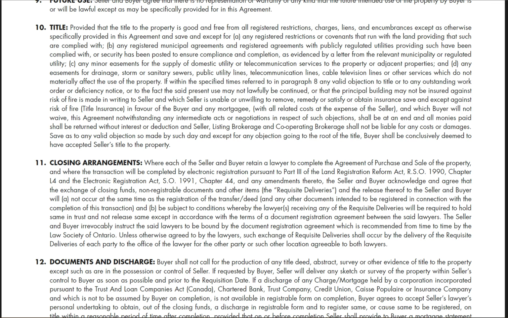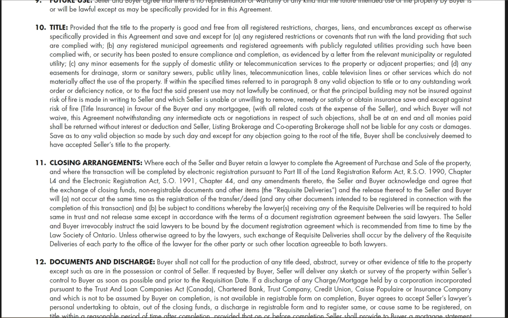So what happens during closing? Basically, the buyer's lawyer sends the funds. The buyer's lawyer transfers the purchase funds, usually via wire transfer or bank draft, to the seller's lawyer. The seller's lawyer registers the transfer, so the property ownership transfer is officially registered in the electronic land registry system. Then the seller's lawyer releases the keys and funds. Once the transfer is complete, the buyer receives the keys and the seller gets the sale proceeds.